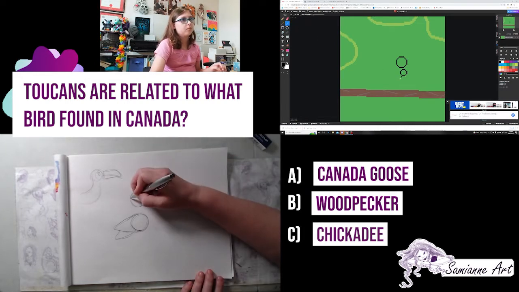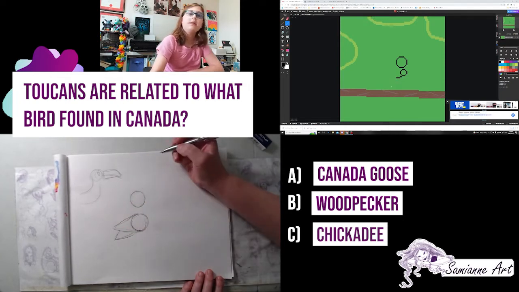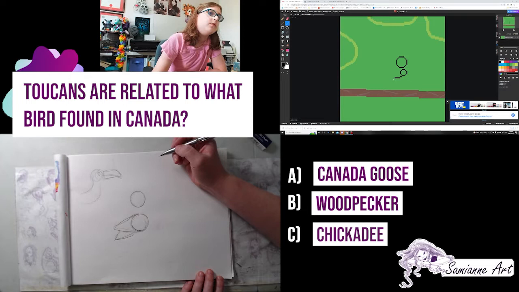So, you've got your two circles, your two triangles. It is hard to make a triangle.